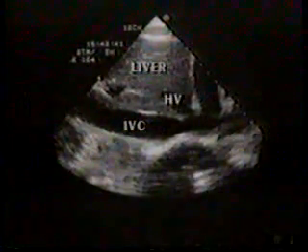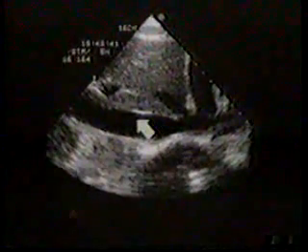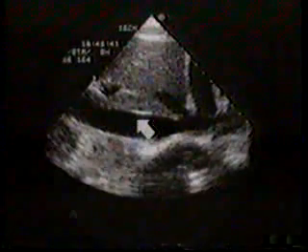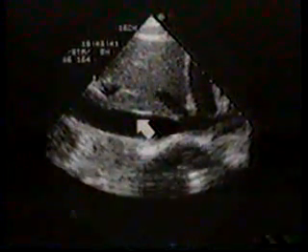This is a subcostal image of the IVC from a patient with tamponade. The IVC and hepatic veins are slightly engorged. In real time, you will observe that the amplitude of venous pulsations is greatly reduced and that the IVC does not show the normal collapse with inspiration.